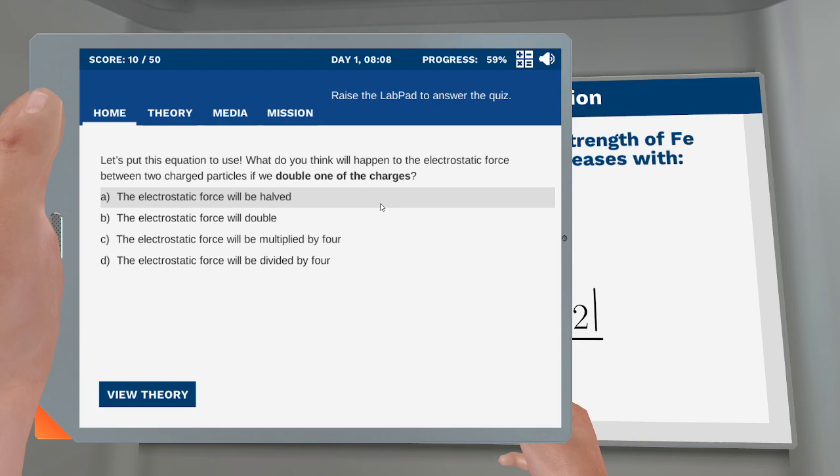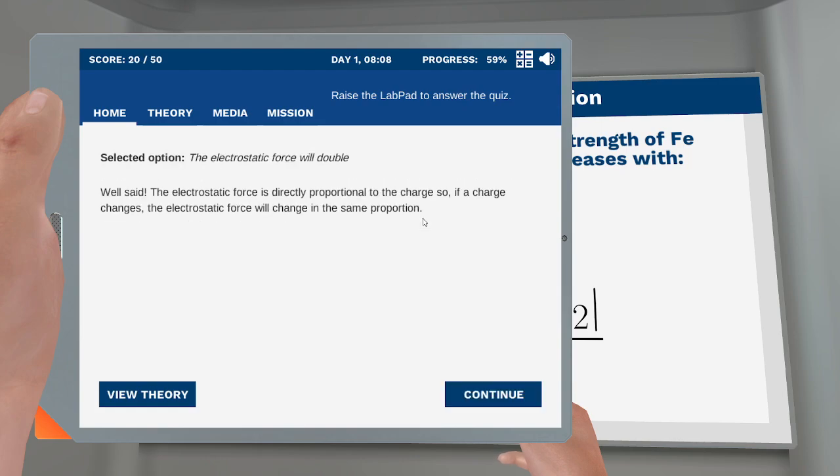Let's put this equation to use. What do you think will happen to the electrostatic force between 2 charged particles if we double one of the charges? Well said! The electrostatic force is directly proportional to the charge, so if a charge changes, the electrostatic force will change in the same proportion.